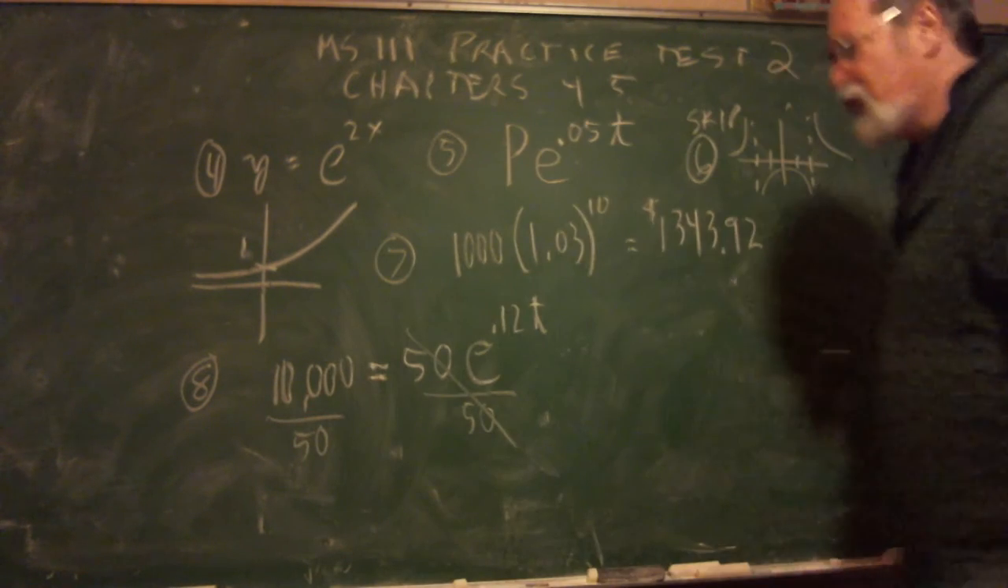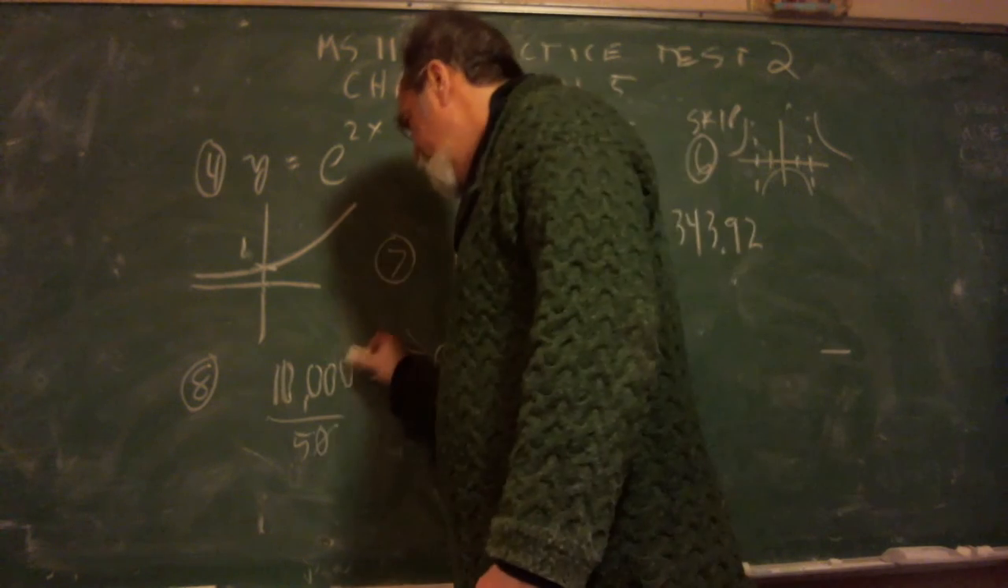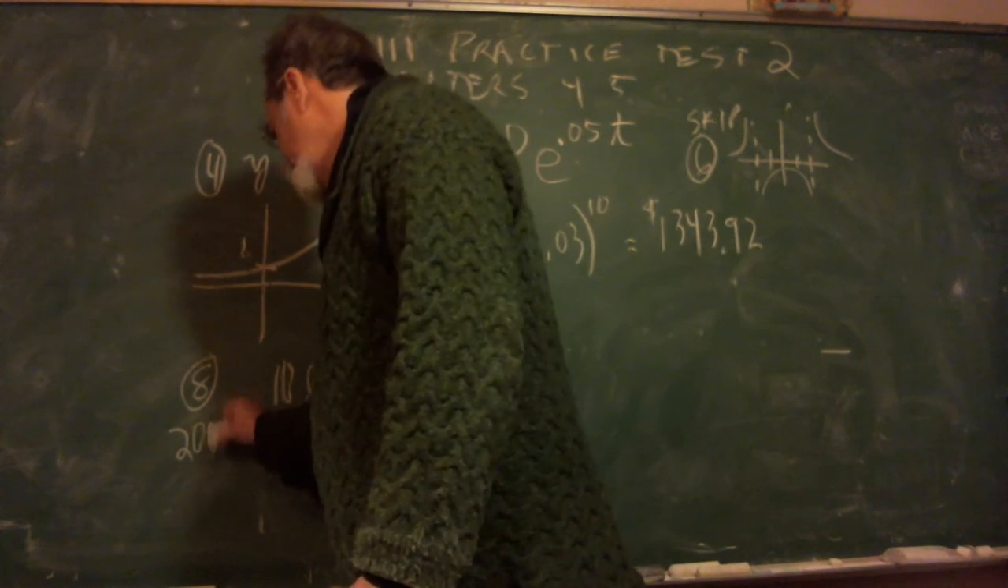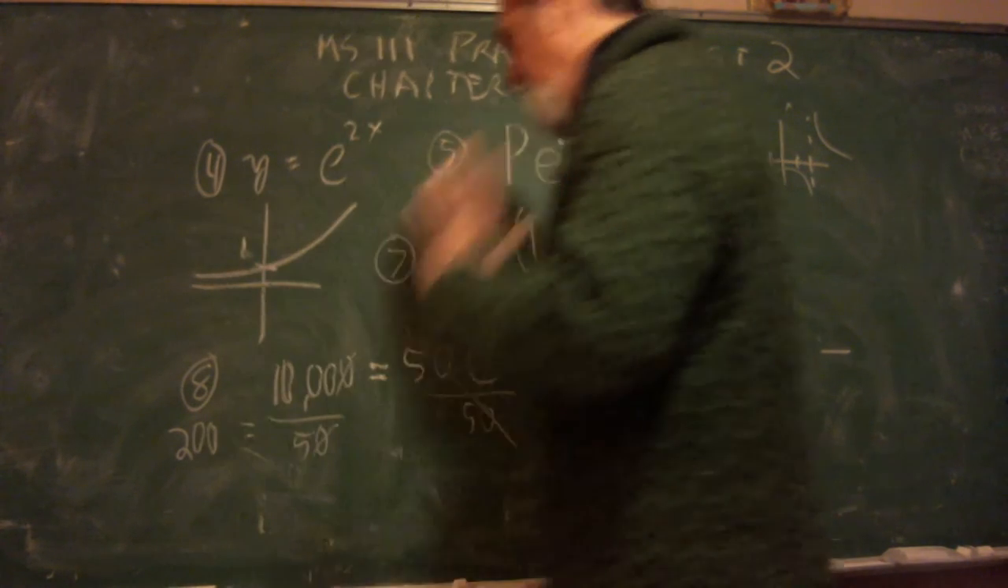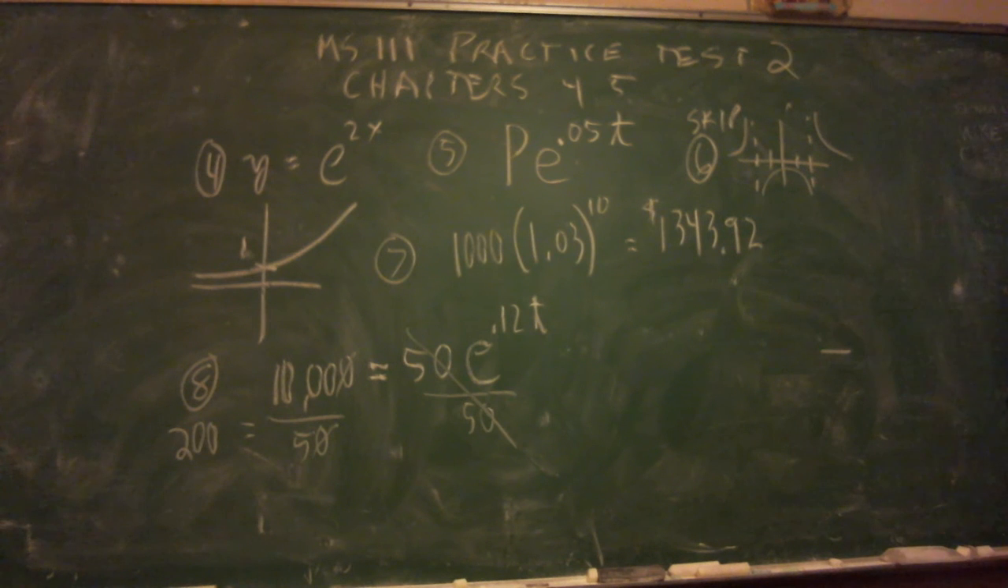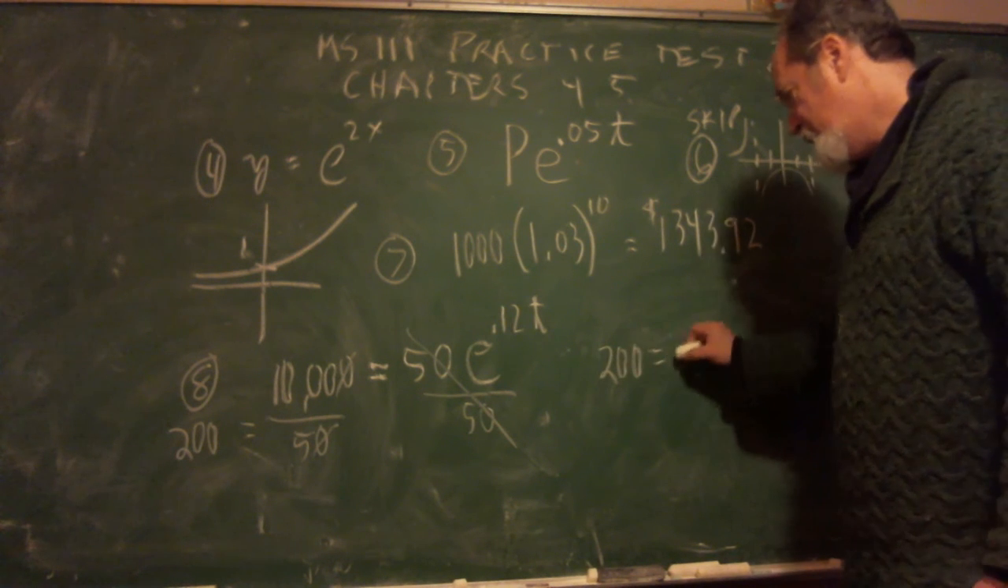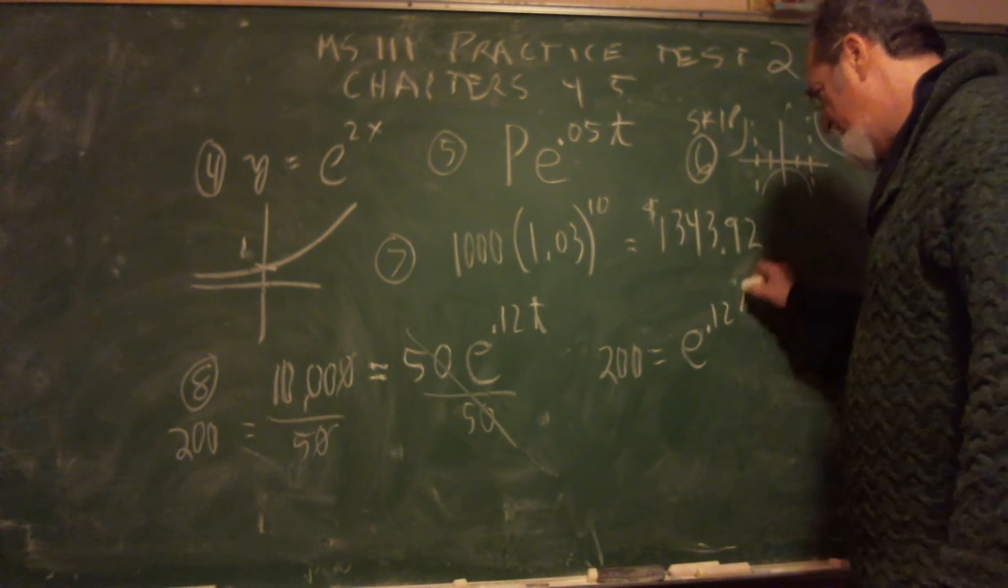Into 10,000, you can knock off a 5, and you have 1,000 divided by 5. 1,000 divided by 5 is 200, since 200 times 5 is 1,000. So now you have e to the 0.12t equals 200.